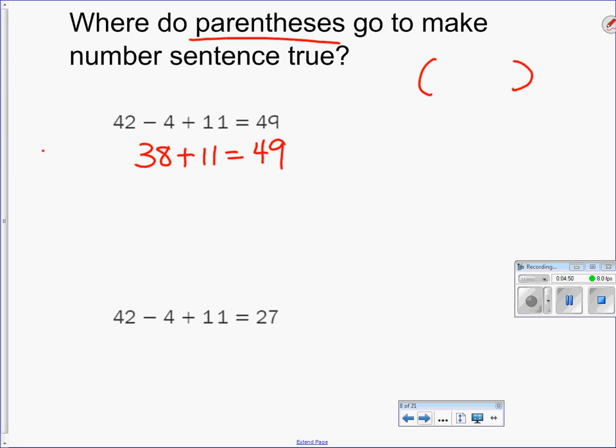Okay, now if I go down to the bottom, I could put parentheses in this to make sure that I did it correctly. Okay, I needed to do the subtraction first, because if you remember our saying that we have, please excuse my dear Aunt Sally. Okay, so this would be your parentheses.